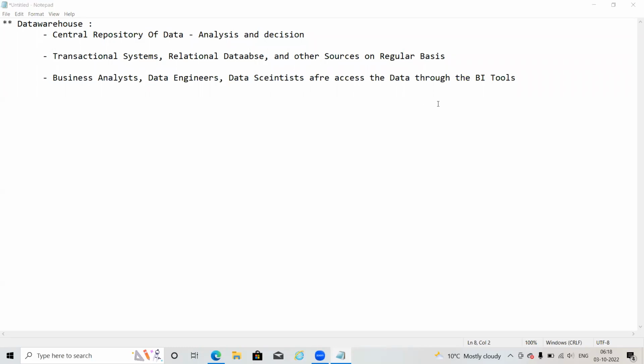Because whatever data we have in Snowflake, we can only communicate with it through SQL. So if anyone knows SQL, it will be good. That's fine, Chandra. You got your answer. Yeah, I got it.